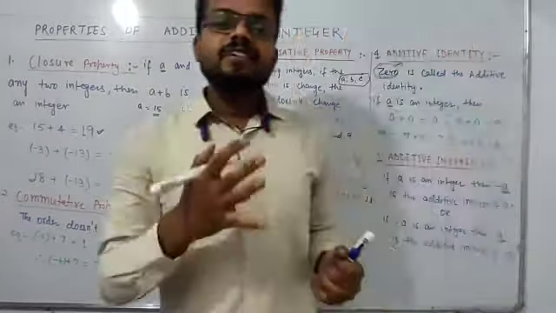Last one is additive inverse. Simply, we have a number like 5. For additive inverse, just change the sign of 5. So what will 5 become? Minus 5 is the additive inverse. If we have minus 4, then the additive inverse is, we just have to reverse it. So the additive inverse of minus 4 is 4.